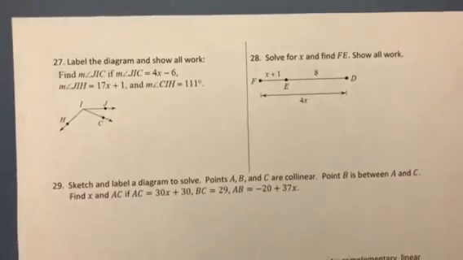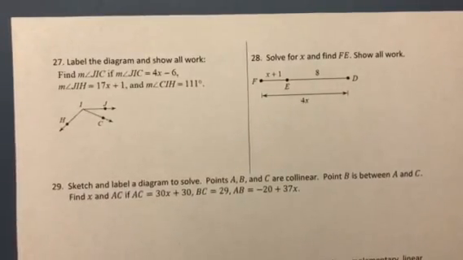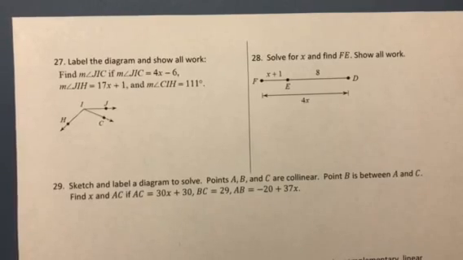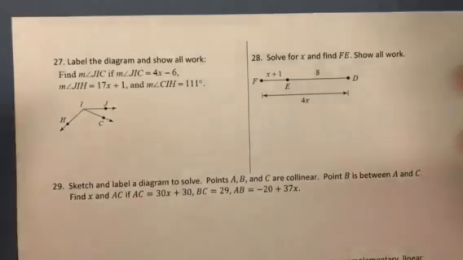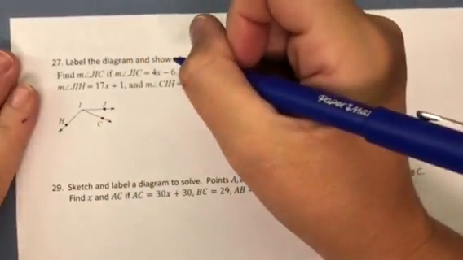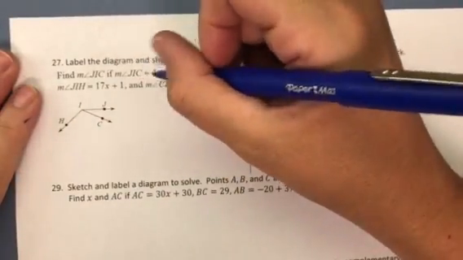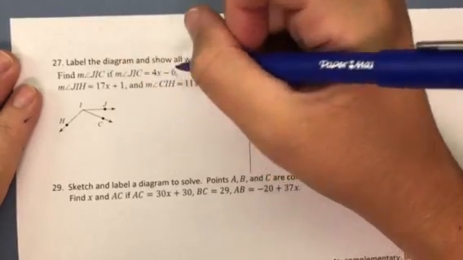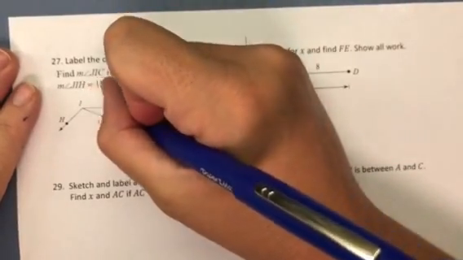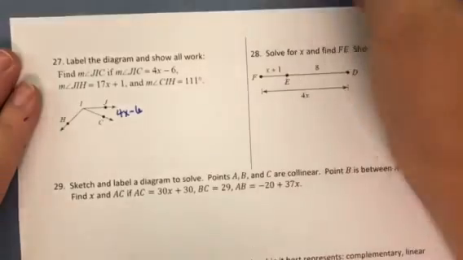All right, we're on page 3 of the study guide. In number 27, label the diagram and show all work. So in 27, find the measure of angle JIC if the measure of angle JIC equals 4x minus 6. So I'm just going to label this 4x minus 6.